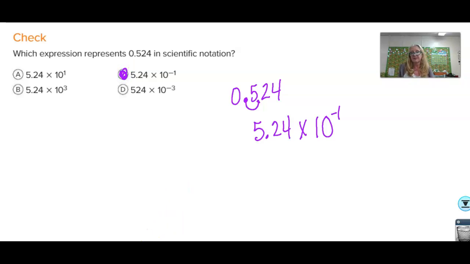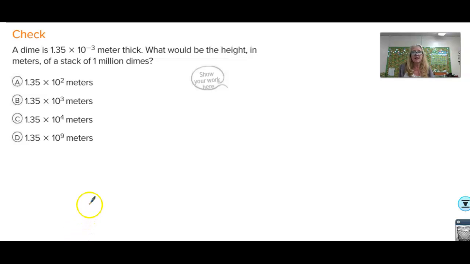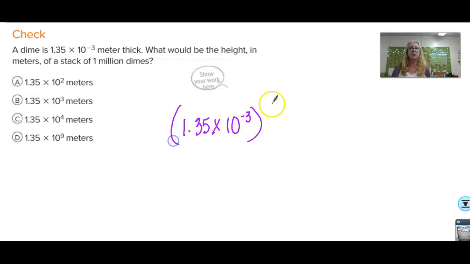Good times. I know, I love it. Alrighty, so now we have the dime problem, and we've done this one in class. A dime is 1.35 times 10 to the negative 3 meters thick. What would be the height in meters of a stack of 1 million dimes? Okay, so this is a multiplication problem. We have 1.35 times 10 to the negative 3, and we're going to multiply that with 1 million.